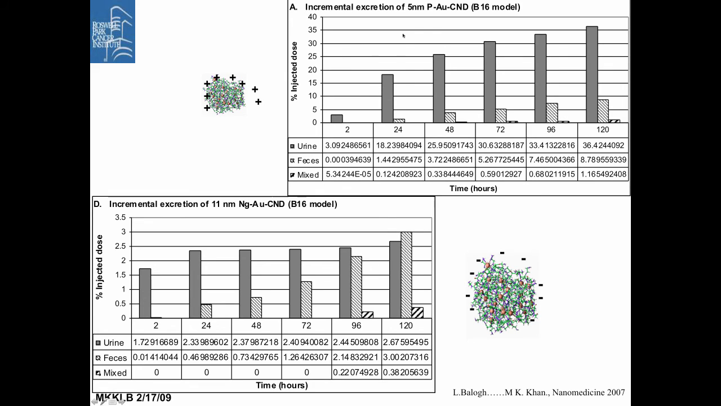So here is a 5 nanometer positively charged gold nanoparticle. Here's the elimination in the urine and the feces. And then this is the 11 nanometer negatively charged particle. So again, compare and contrast. Here it is mostly in the urine with a little in the feces. Here it's almost 50-50 in the urine and the feces.